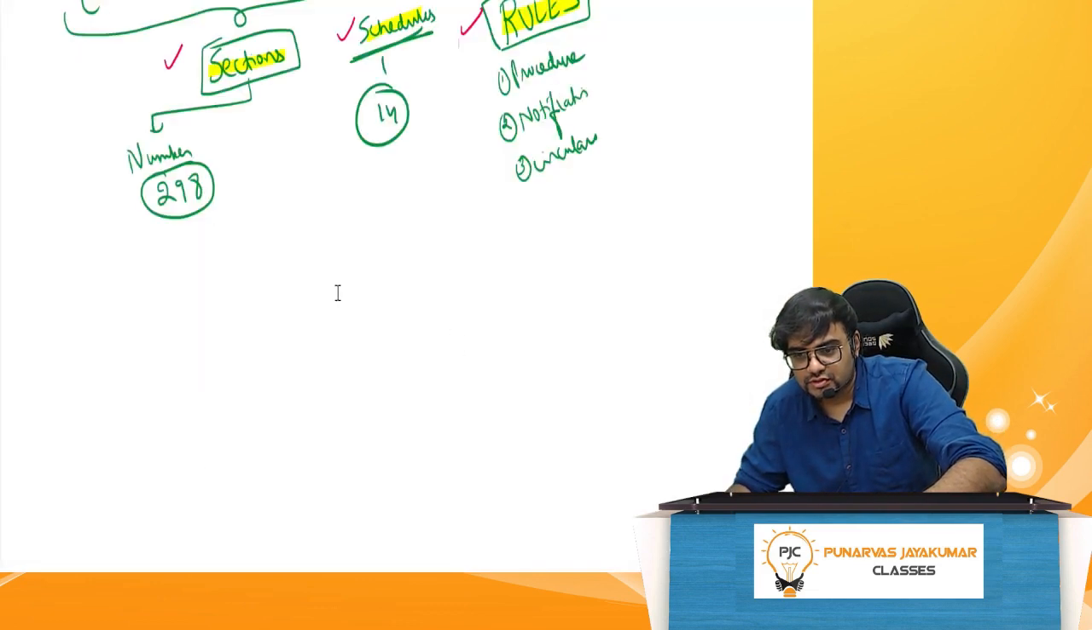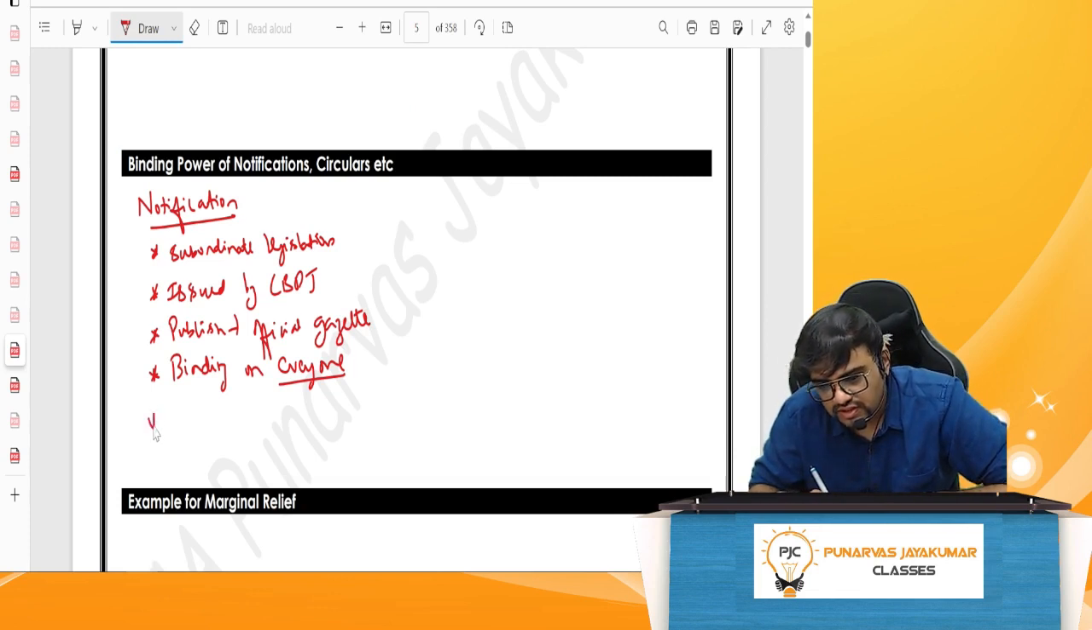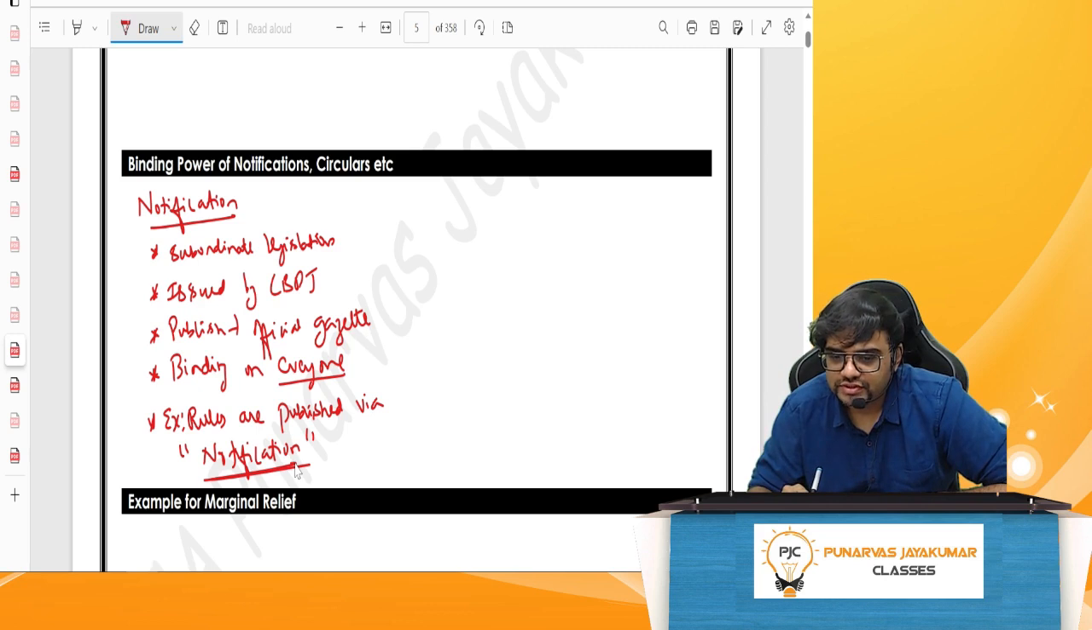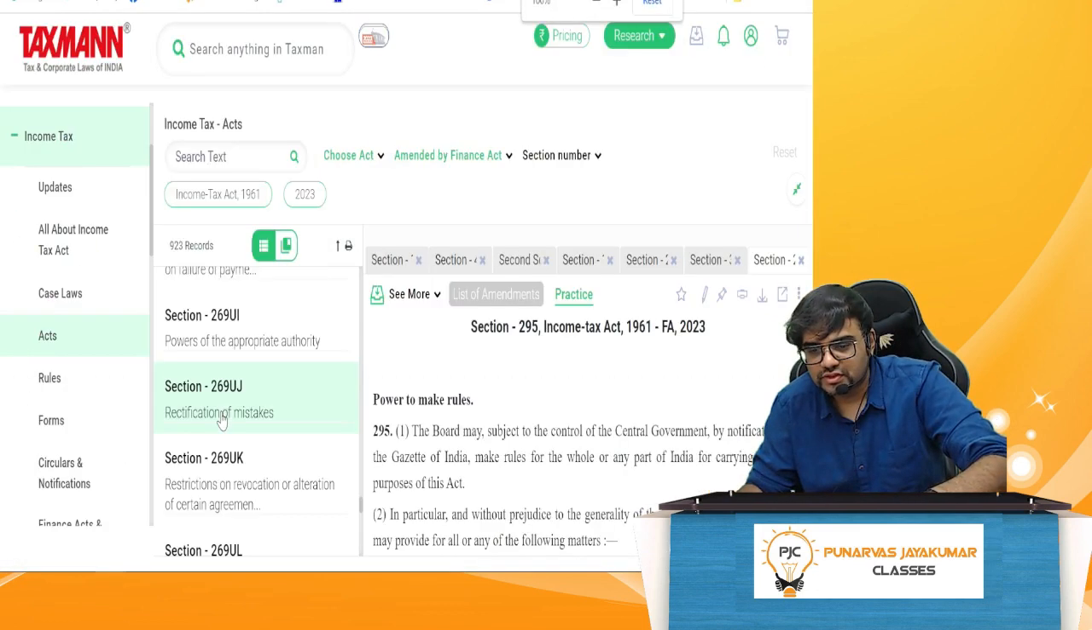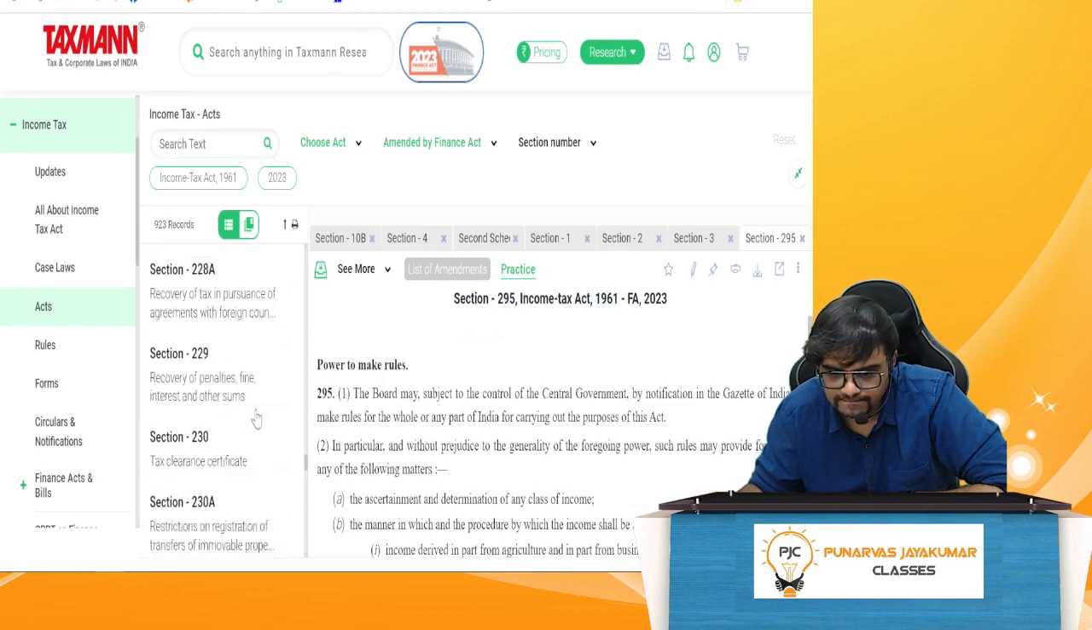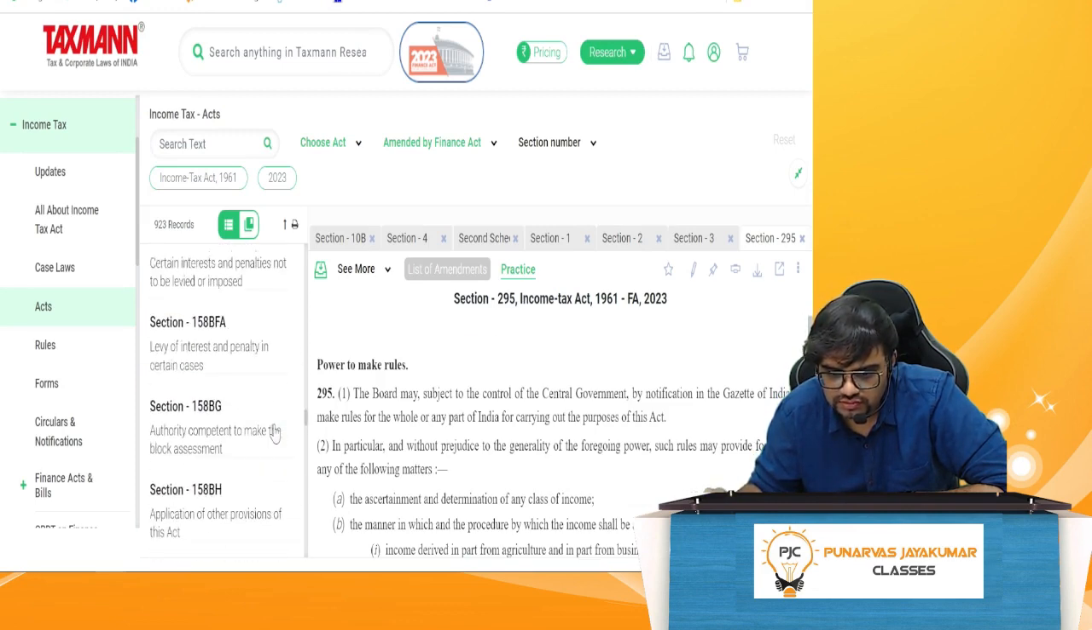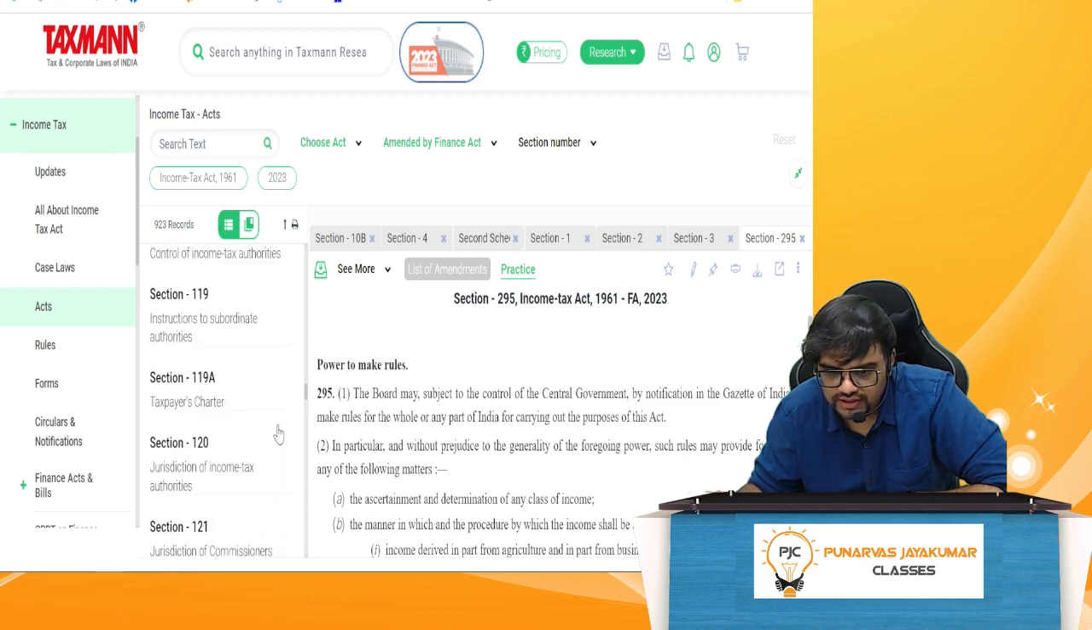Right? So, for example, rules are published via notification. Rules are published via notification. So where will it come? Official Gazette. It will always be in the official Gazette. That is one part of the story. So I'm going here and there in the entire Act.